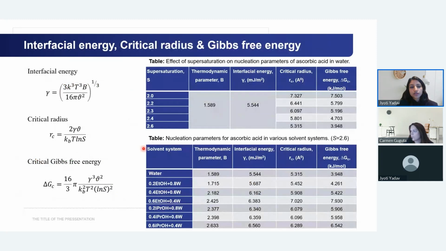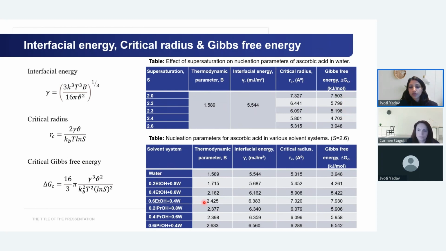Then further, using the thermodynamic parameter B, interfacial energy, critical radius, and critical Gibbs free energy were calculated using this equation from classical nucleation theory. And from here, we can see that with the increase in the supersaturation, the critical radius decreases. That means at higher supersaturation, nuclei with smaller radius are formed and require less activation energy, which is represented by this critical Gibbs free energy.